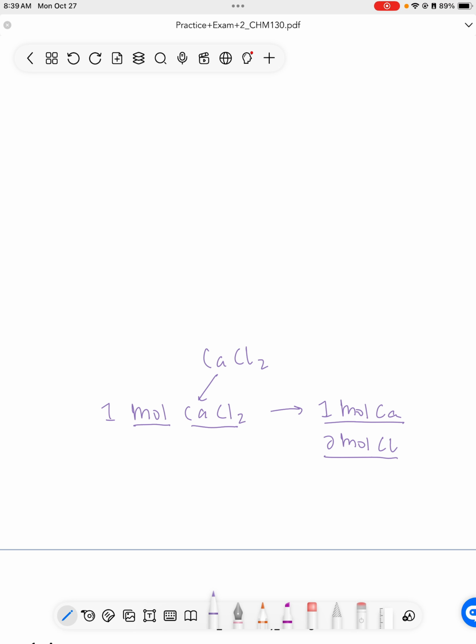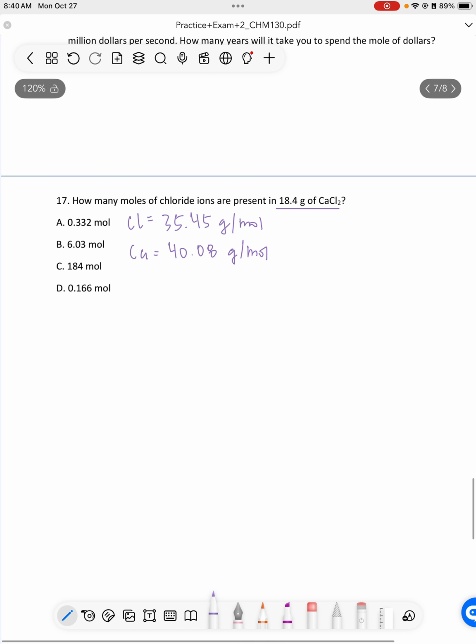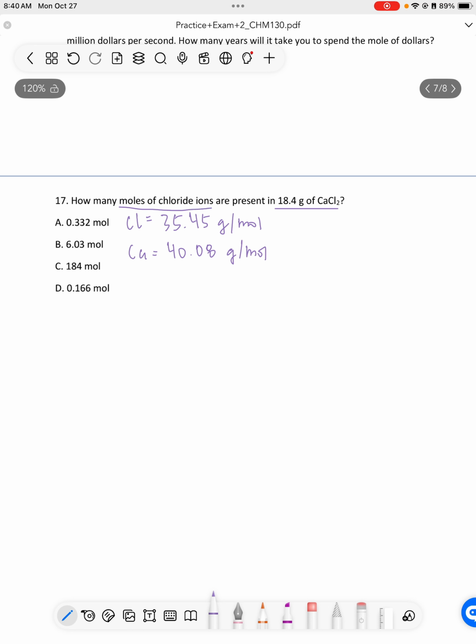And in past videos I talked about, unless it's asking for atoms or molecules, we don't use Avogadro's number. So only when we were talking about atoms or molecules. So for example, in 1 molecule of calcium chloride, we have 1 atom of calcium and we have 2 atoms of chlorine. So if we're talking about molecules or atoms, then we would use Avogadro's number. But right here, it's only asking us for moles of chloride ions.